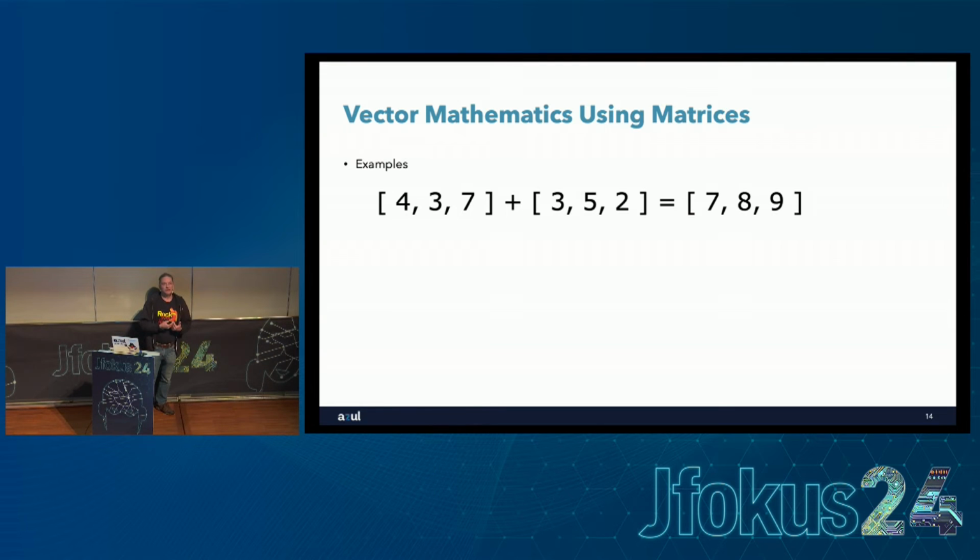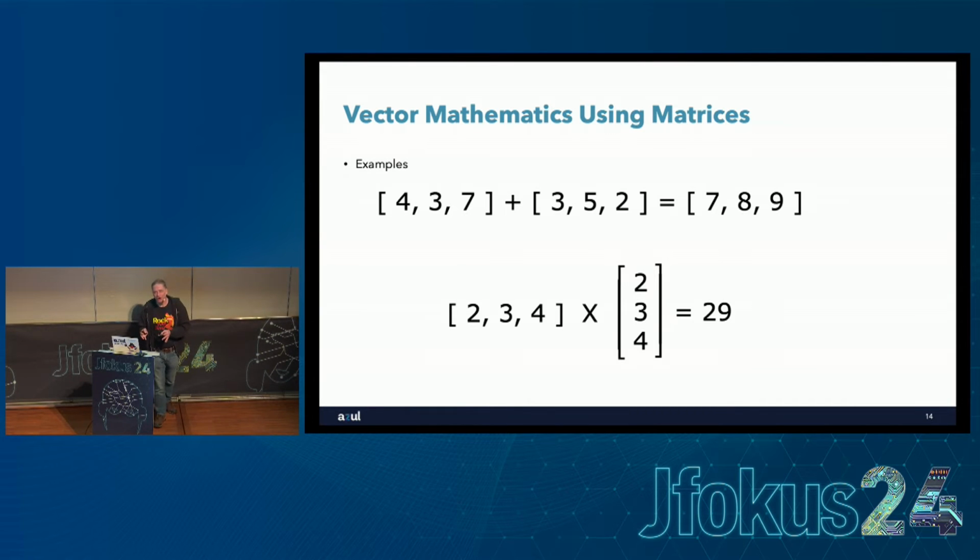To do that, obviously, I add 4 to 3, I get 7, I add 3 to 5, I get 8, and I add 7 to 2, and I get 9. So this is all good. However, if we do matrix multiplication, mathematically, it's a little bit different.